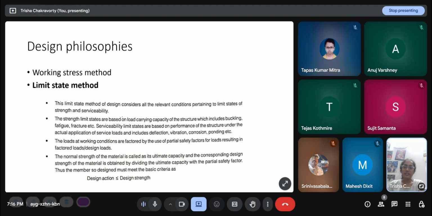So this limit state method of design considers all relevant conditions pertaining to limit states of strength and serviceability. The strength limit states are based on the load carrying capacity of the structure, which includes buckling, fatigue, and fracture.